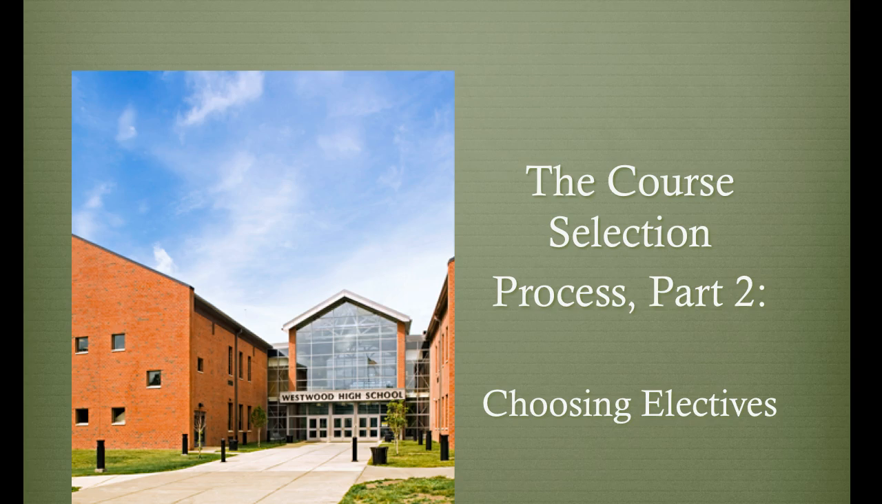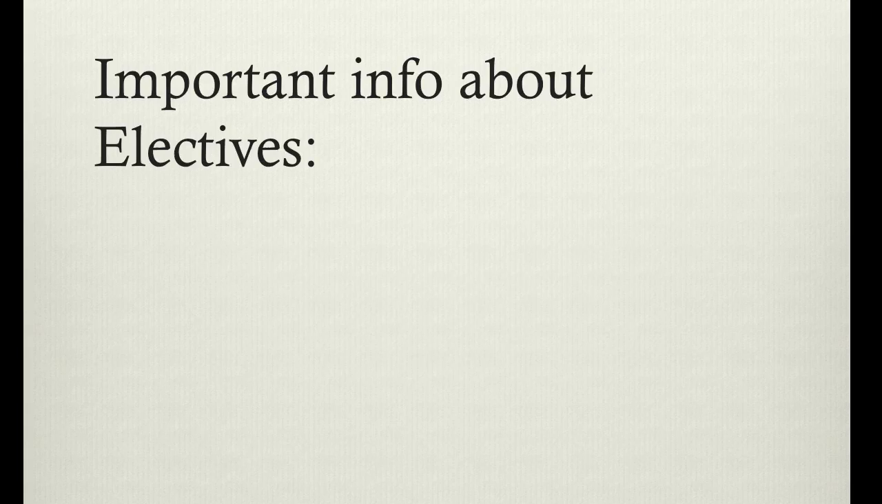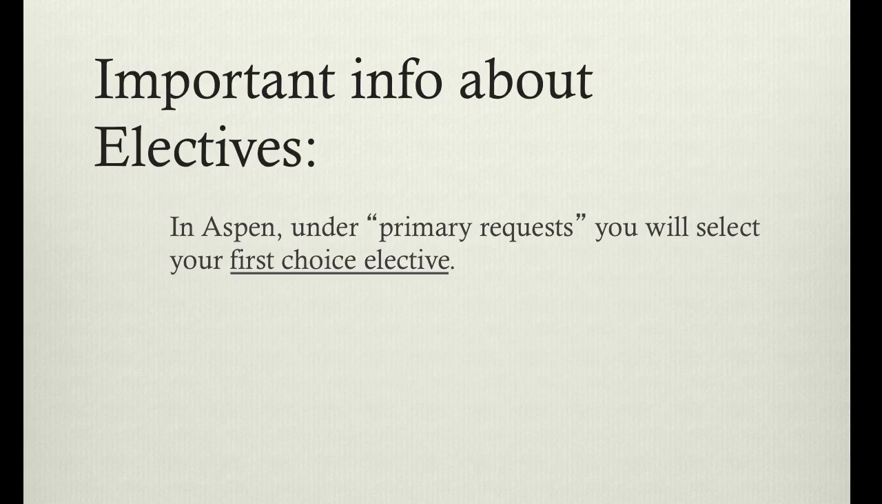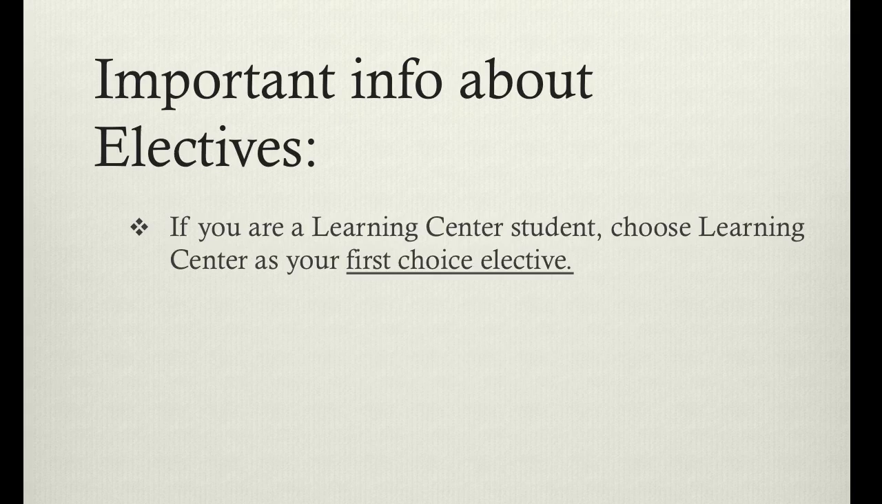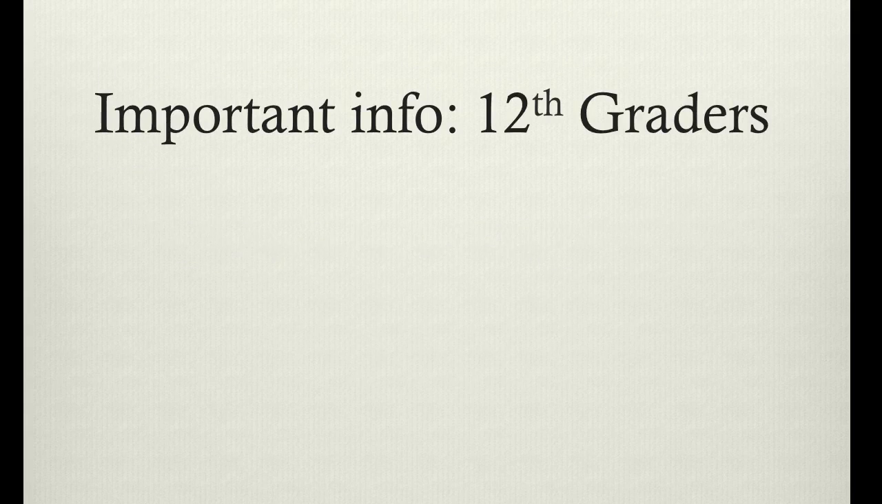Once you have made the course selections in the core content areas, that is math, science, English, social studies, and foreign languages, you must indicate your elective choices for next year. In Aspen, under primary requests, you will select your first choice elective, and under alternate requests, you will select 3 alternate elective choices. Please note that if you are a Learning Center student, choose Learning Center as your first choice elective.